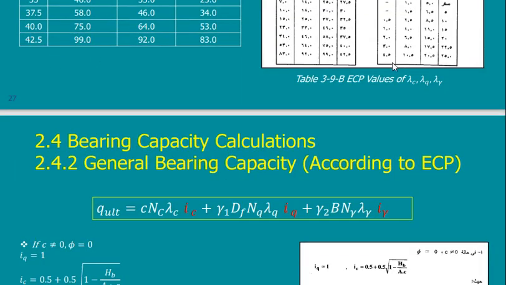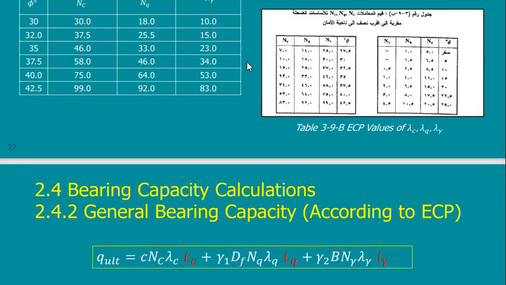and so on till the end of the spectrum of phis that we can meet in our design.